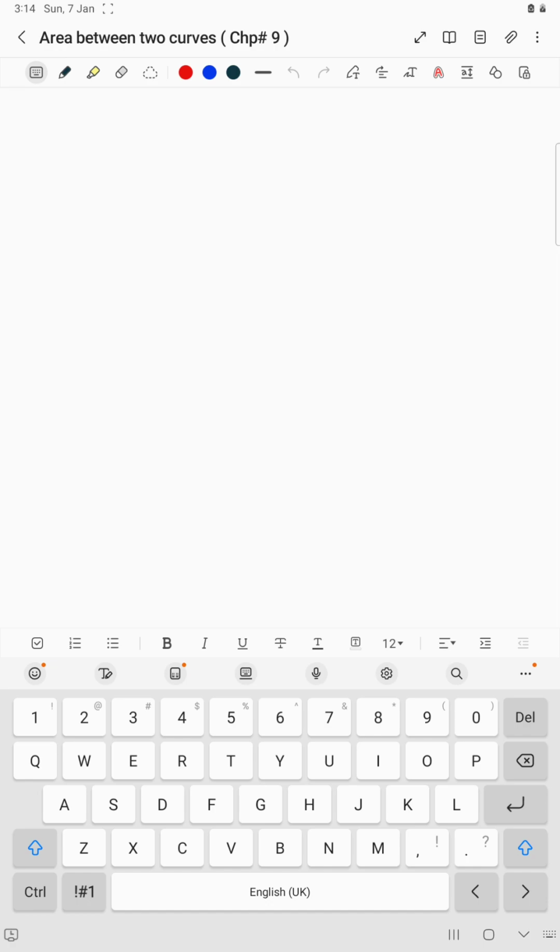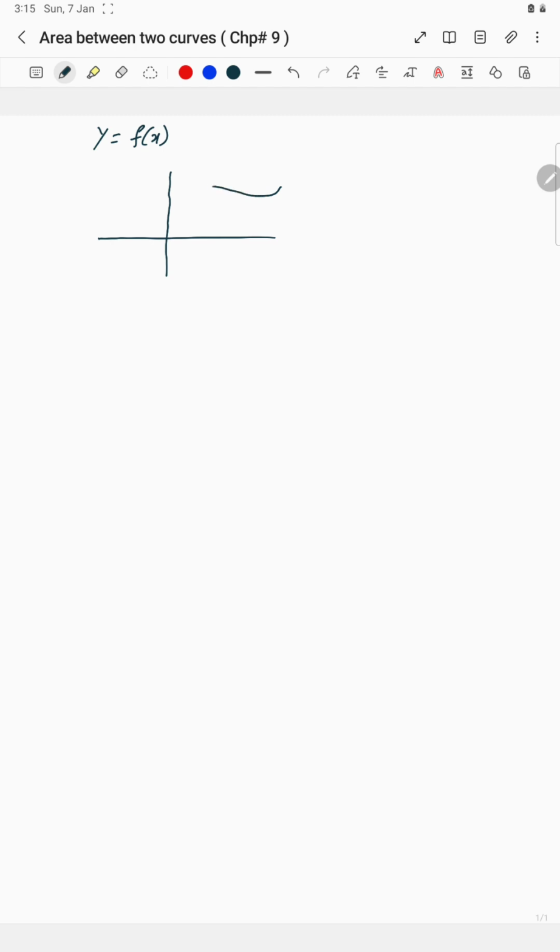Guys, today the topic I'm going to discuss with you is based on area between two curves. This is one part of definite integration, and suppose we have a curve y equal to f of x, and it is lying like this. Suppose the shape of the curve is like this.